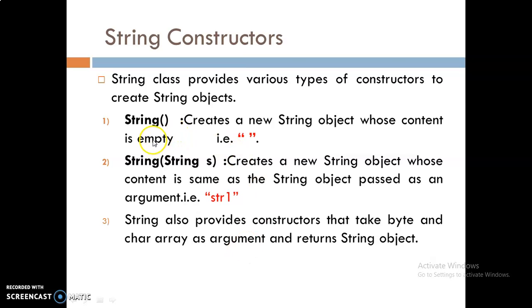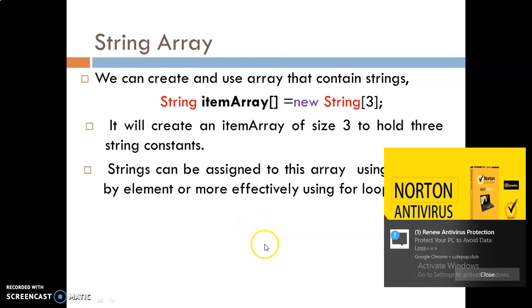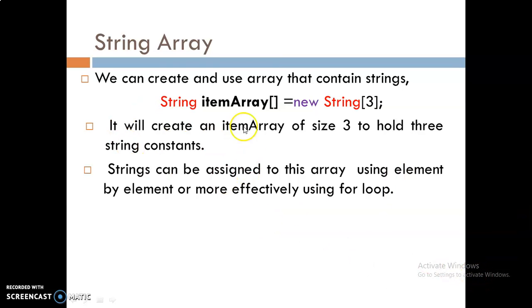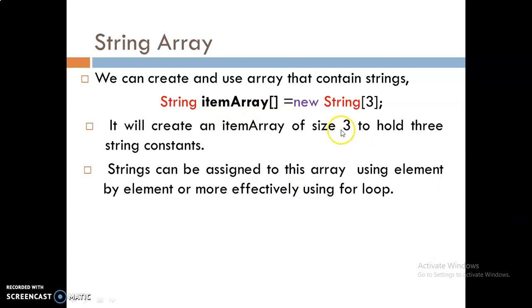String constructors are there. This one is a parameterized constructor, and this is the default constructor that we are using. In this you can pass the string. Here we have passed string1. You can also create an array of strings the same way as you do with a character array. By using new, you can create this. Here the size of the string array is 3. This is the name of the string array, and the size is 3 to hold 3 string constants.